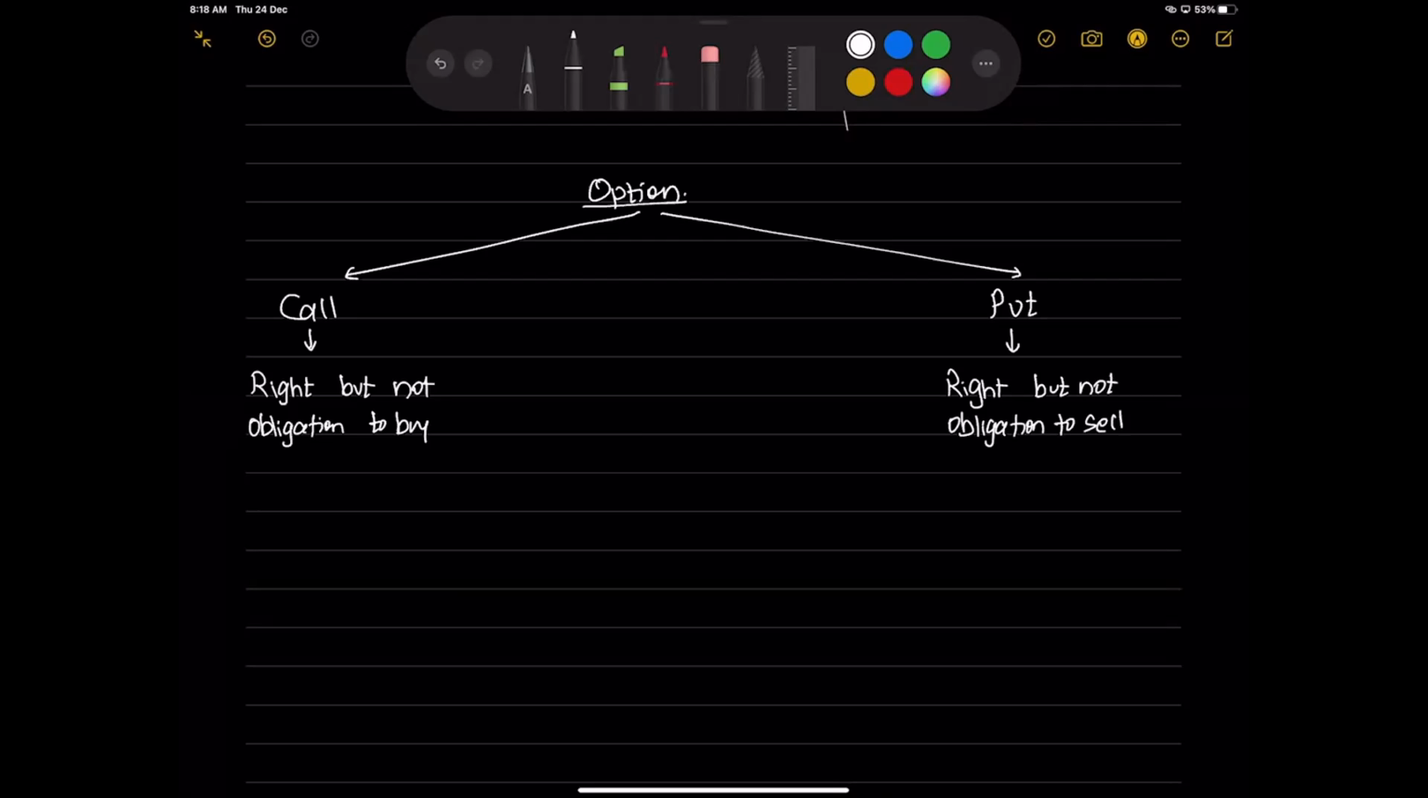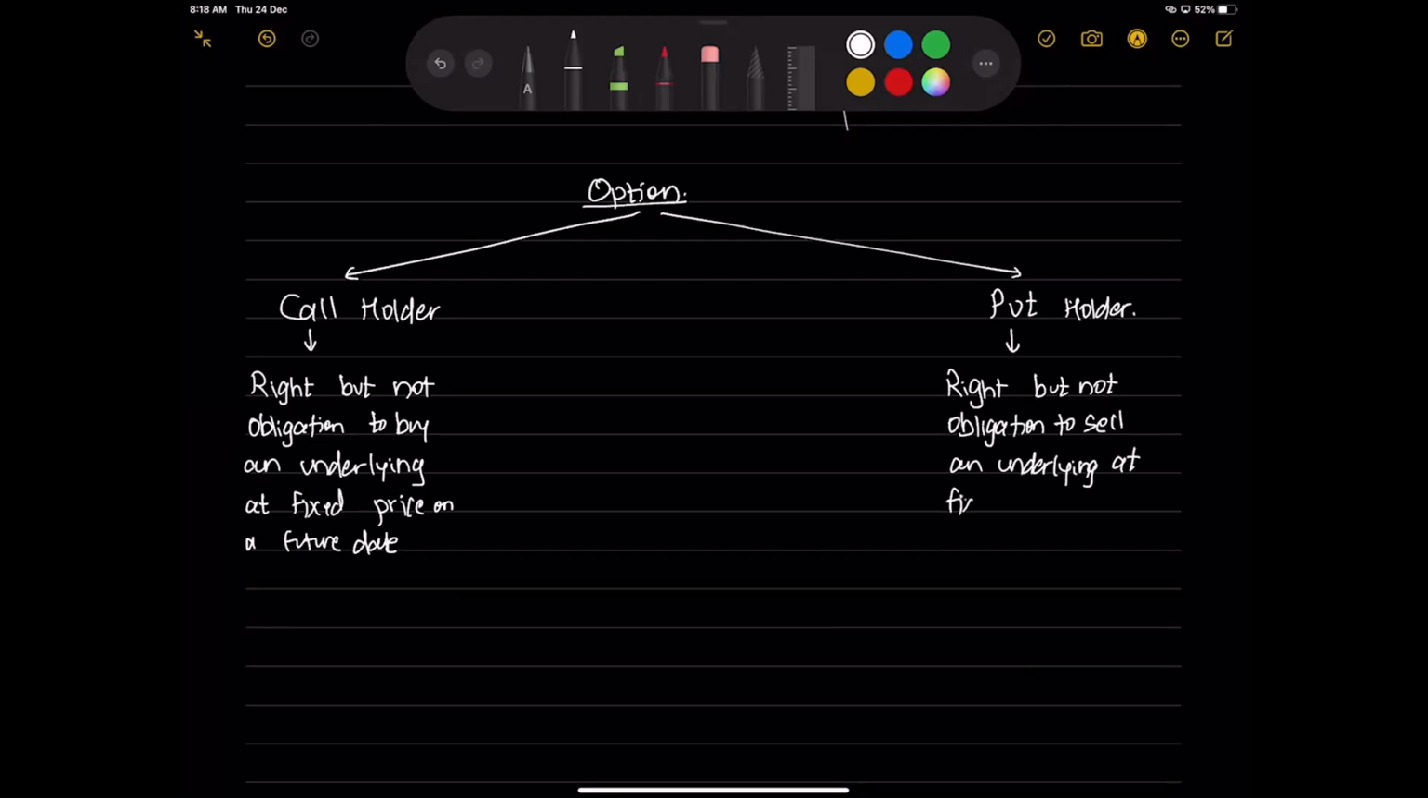Now, obviously, who gets this right? The call holder is going to have the right, as well as the put holder is going to have that right, but not an obligation to sell. Now, obviously, buy or sell the underlying at a fixed price on a future date. So here also, to sell the underlying at a fixed price on a future date. Okay, so that is the thing about call option and put option.